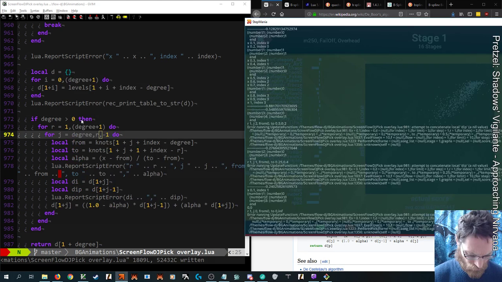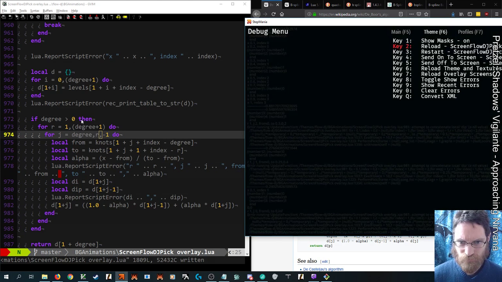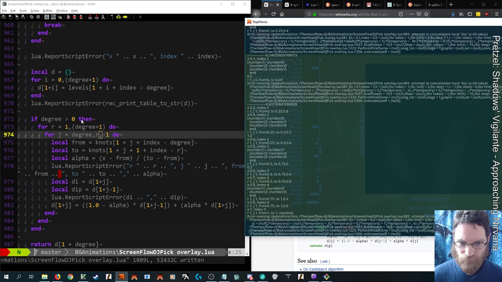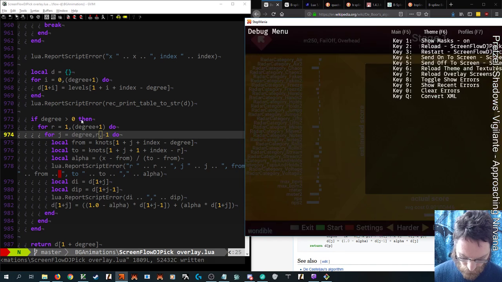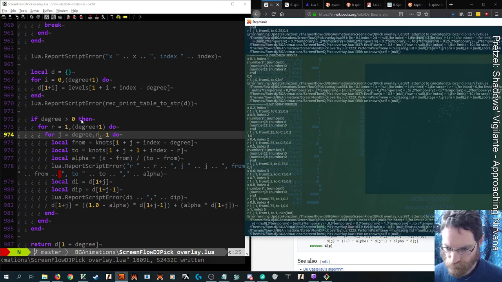Why is that there? Error running function. Attempt to concatenate local DI. We got a little bit farther in. So now, yeah, x1, index 5. So now we're kind of at the other end. And we have a nan.